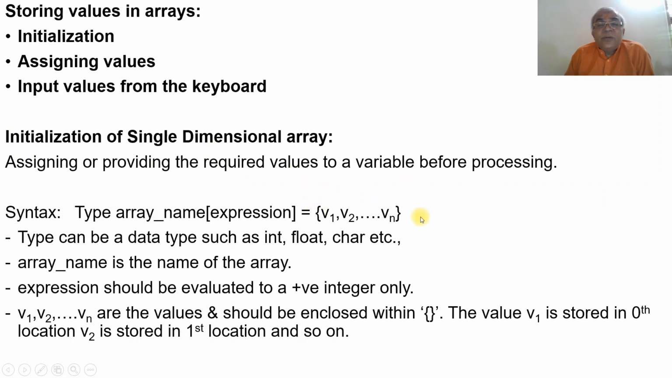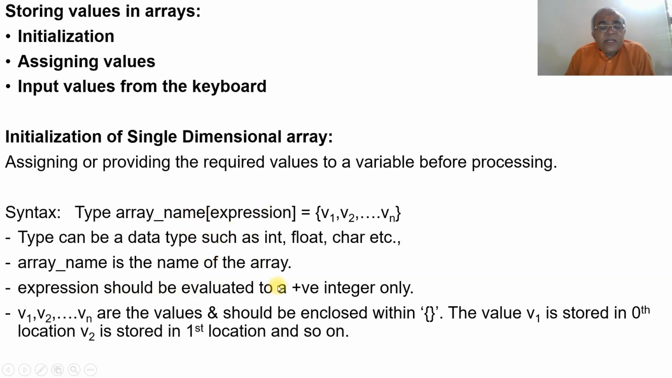Suppose I say a[0] is equal to 0, that means the array name a with subscript 0 is assigned the value 0. The syntax is type, array name, expression, and within the flower braces the values v1 to vn. The type can be a data type such as int, float, or char. Array name is the name of the array. Here in this case I can take a[0].